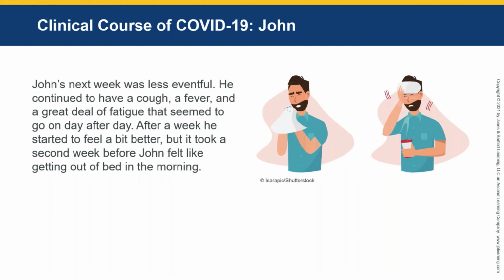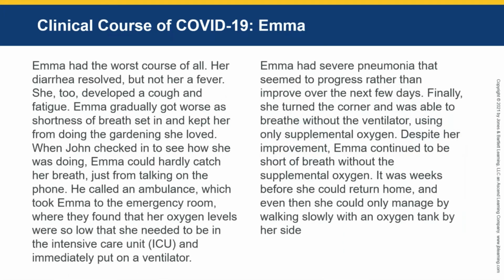So George and John are two prototypes that we'll summarize in a minute. And the third was Emma. And Emma goes on quite a bit, and let me just outline what happened with Emma. Emma had the worst course of all.